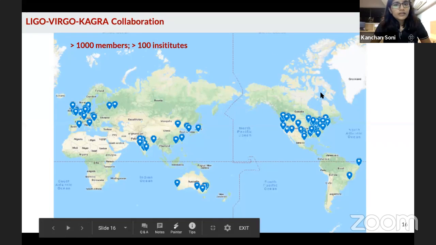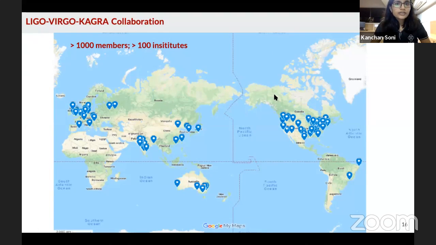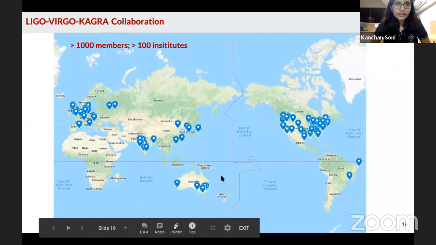Now, understanding gravitational waves and detecting them is not just a one person job. There are hundreds of thousands of members who are working together, and hundreds of institutes spread across the countries which come together, and they work together in order to detect all these signals. So this is like the Virgo KAGRA collaboration, which we will be seeing.